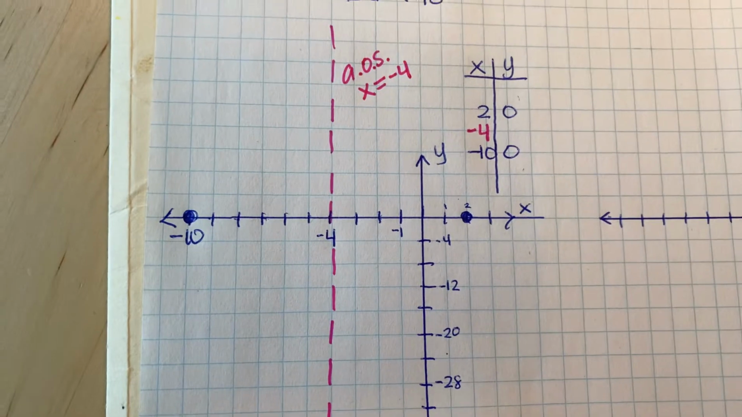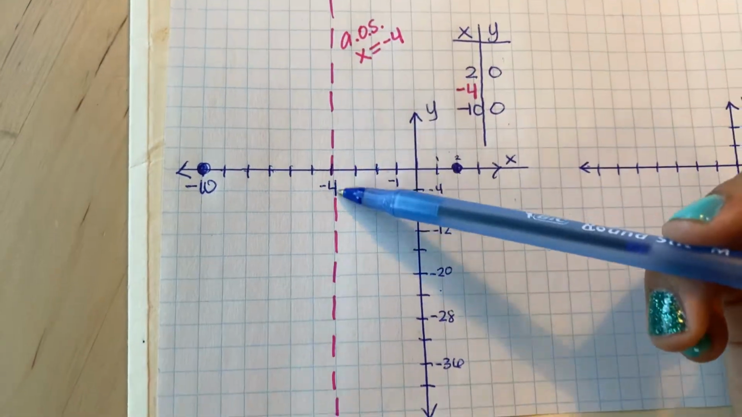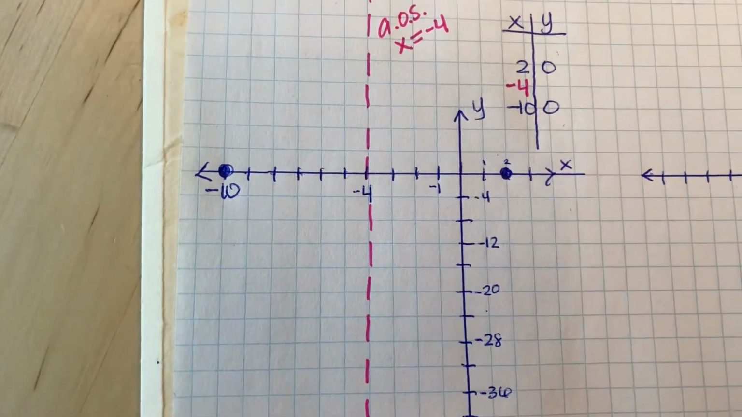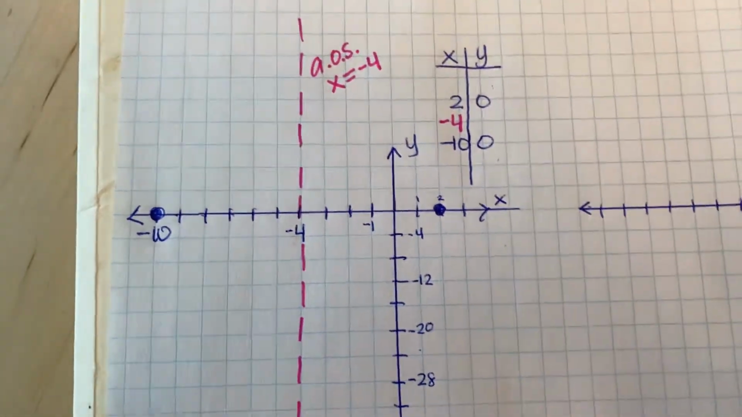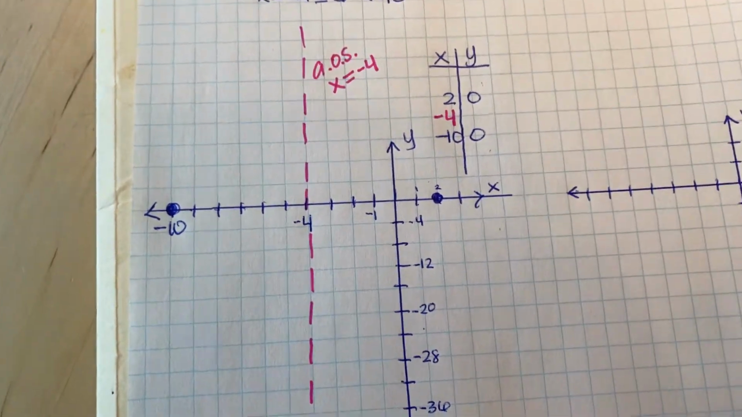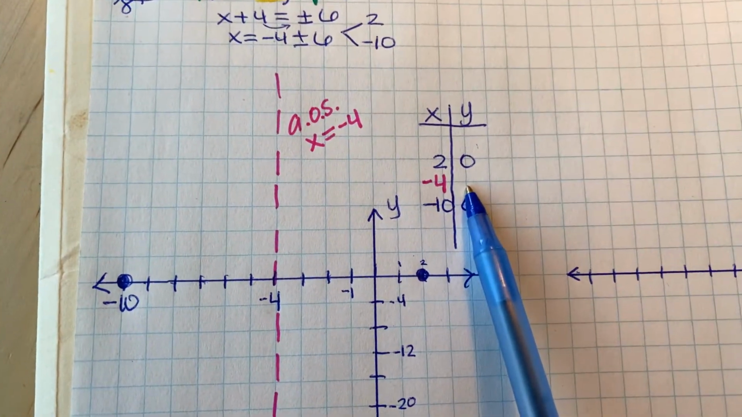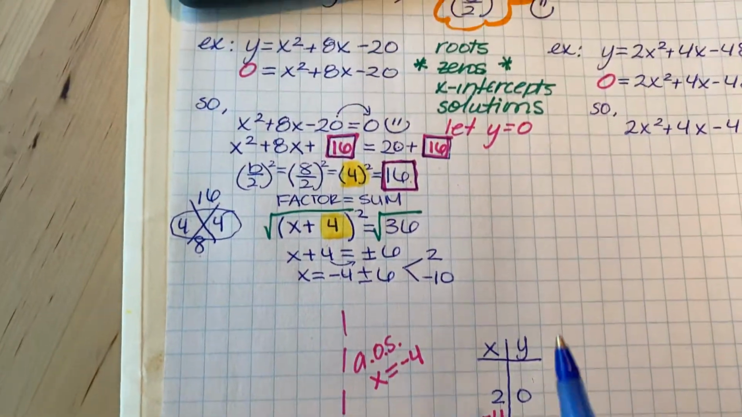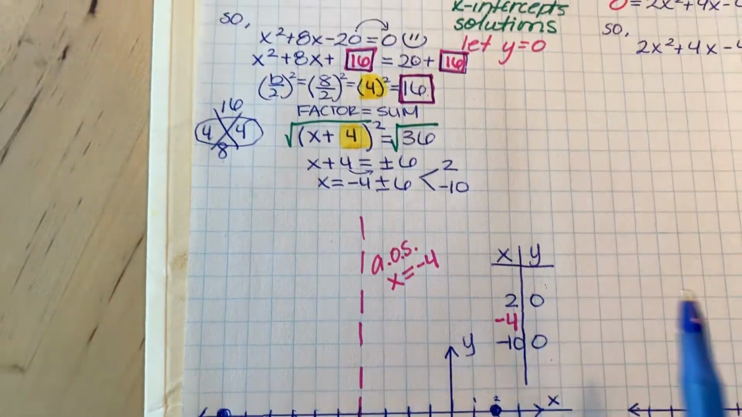Okay, so now I need to find my vertex. My vertex is sitting somewhere on this dashed vertical line. How do I find my y component? Take the negative 4, and I'm going to substitute into my original quadratic to find my y value.